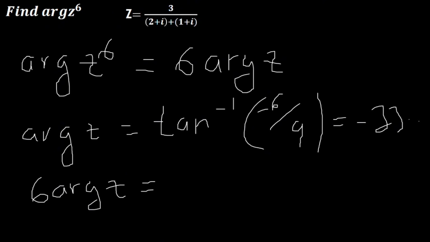Therefore, 6 arg z is equal to what? 6 times the answer, it comes on the calculator, and 6 times that will be negative 202.14, and so on. That is the answer.